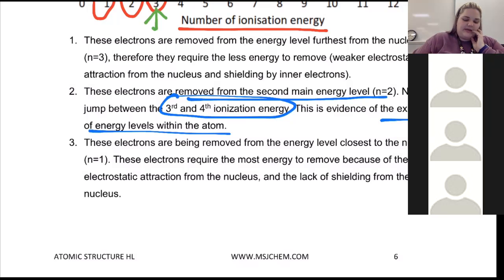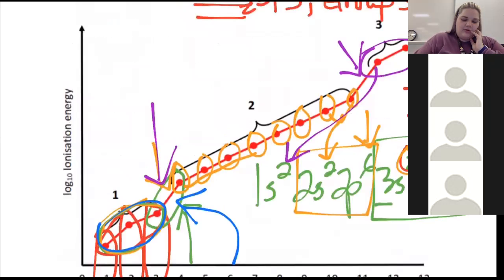And so then it says the electrons being removed are closest to the nucleus, they require the most energy to remove because of the strong electrostatic attraction. So that's why at the very end here, there was another jump to remove the last 2 electrons that were on the first energy level, okay?